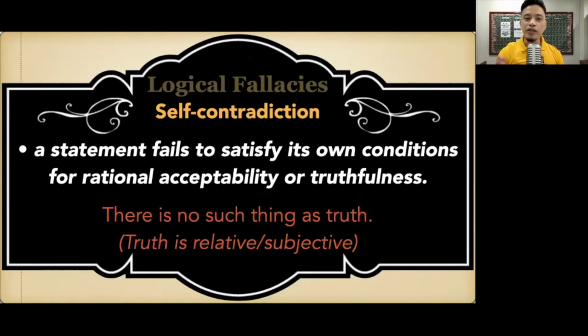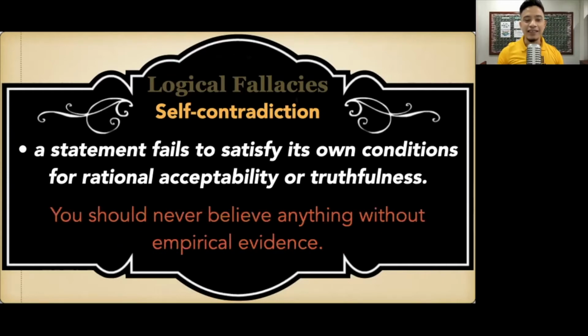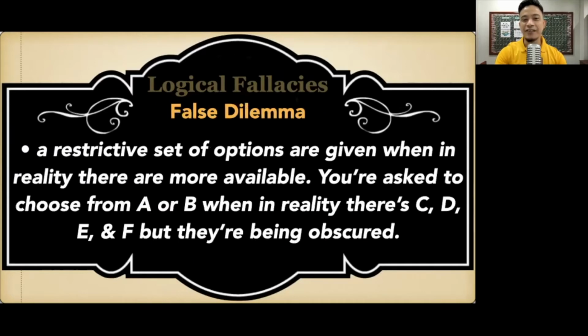But the moment you say that there is no such thing as truth, what does that mean? Is that statement true or not? Because if you say that's true, then that just contradicts what you just said. You get what I'm saying? Okay. Here's another example. You should never believe anything without empirical evidence. Wow. Should you believe that? Think about it. Here's another logical fallacy.